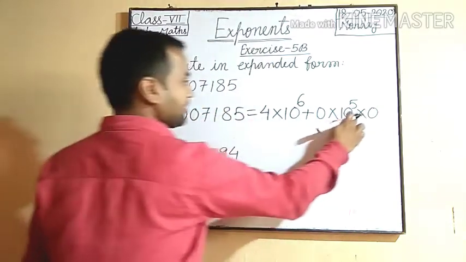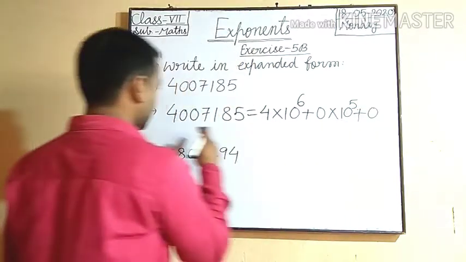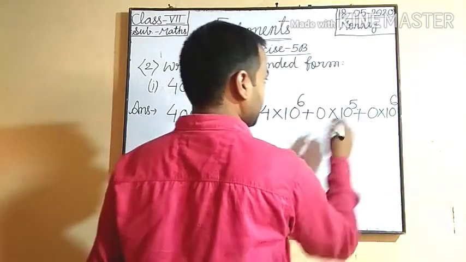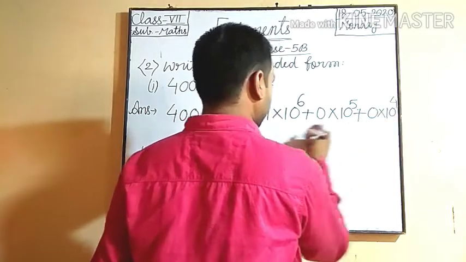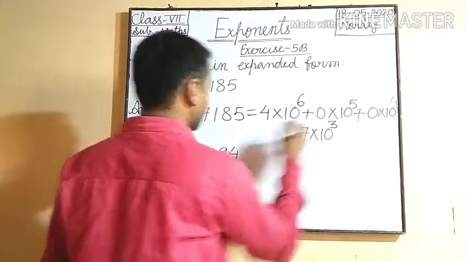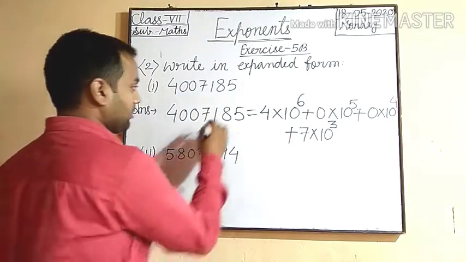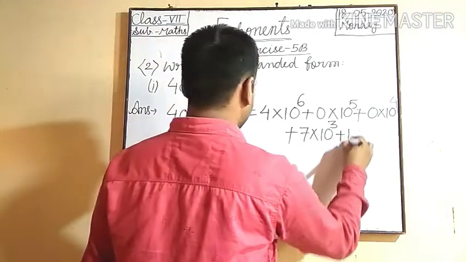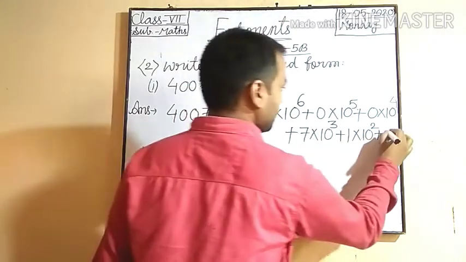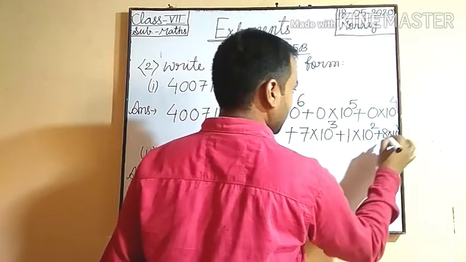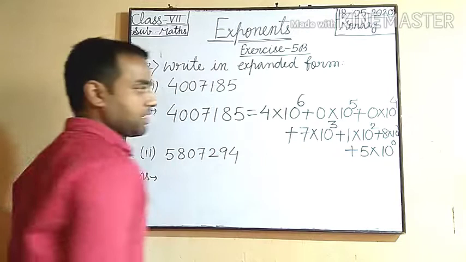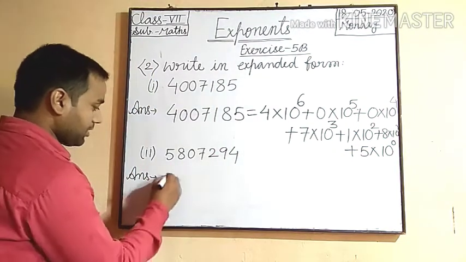Next 0, which place? Here we put the plus sign, 10,000. So here write 10 power of 4, plus 7, which place? 1000 place, 10 power of 3. 1, which place? 100, plus 10 power of 2, plus 8, which place? 10 power of 1, and 5, which place? Ones place, the 10 power of 0. Write this type.